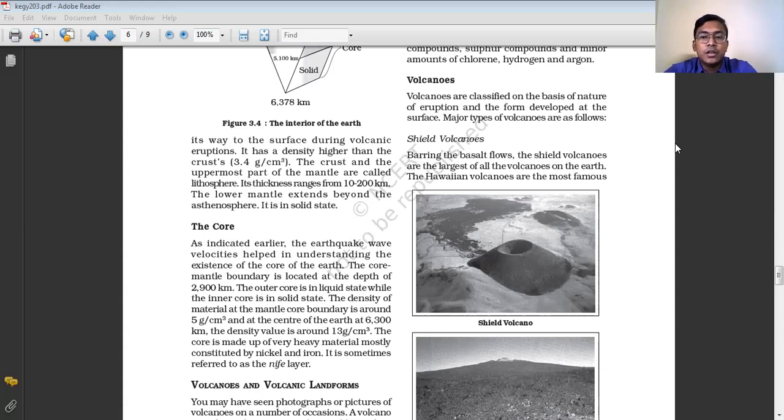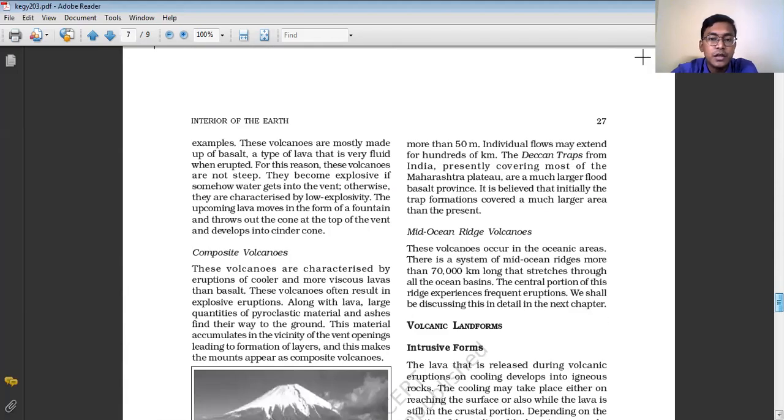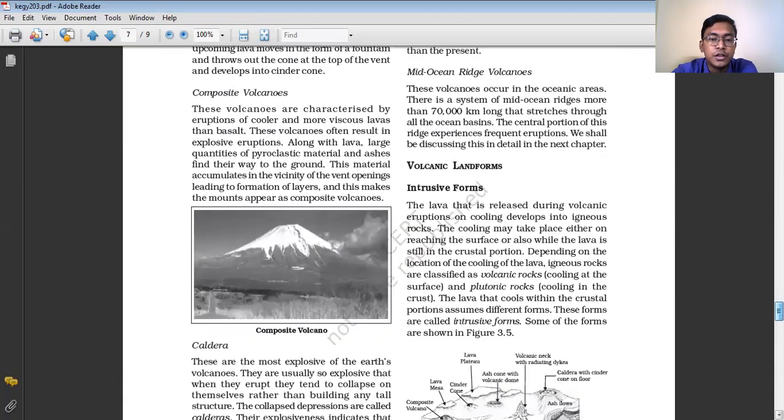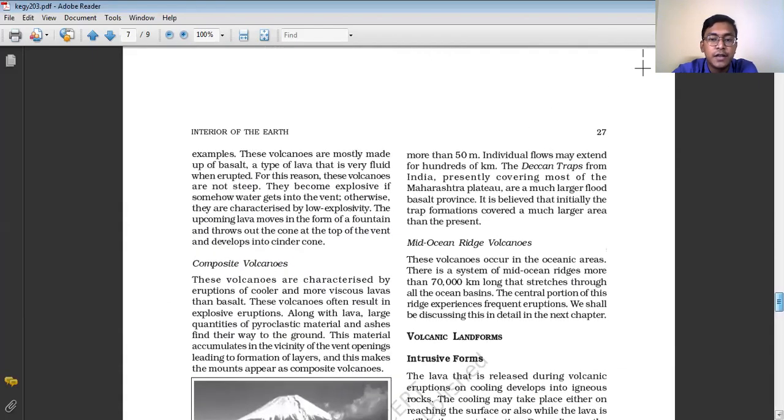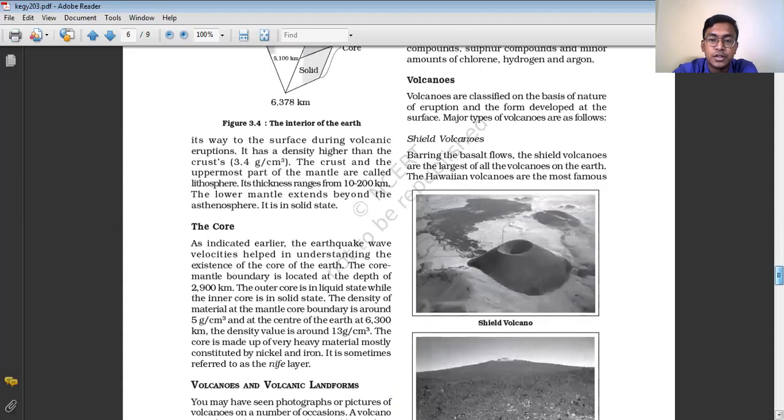On the basis of the nature of eruption and the form developed at the surface, volcanoes can be classified into different types. When the lava comes out from the opening, it cools down and forms different shapes. So different types of volcanoes are formed, such as the shield volcano, the composite volcano, the mid-oceanic ridge volcano, the caldera, and the flood basalt province volcano.